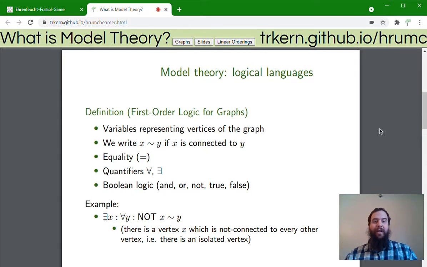We can start to ask some questions about what sorts of things we can say with this language. So let me give you an example. We could say something like, there exists a vertex x such that for all y, it's not the case that x is connected to y. In other words, there's a vertex x which is not connected to every other vertex. In other words, there's an isolated vertex. So we can take these notions that we're familiar with from graph theory, and we can write them in this very formal language.